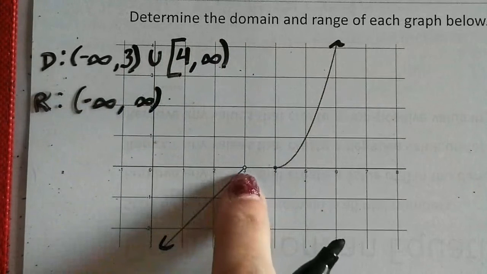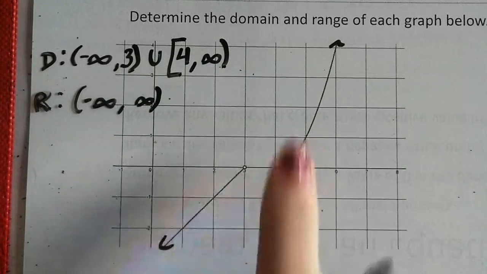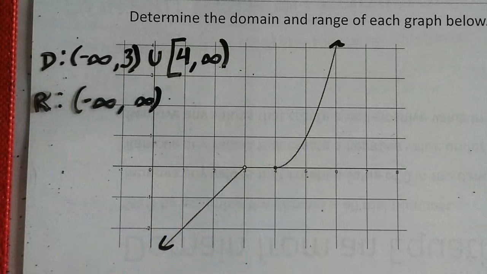We get from negative infinity up to 0, and we stop at 0, but wait, we have a point where y equals 0, so we get to keep going, and we go up to positive infinity.